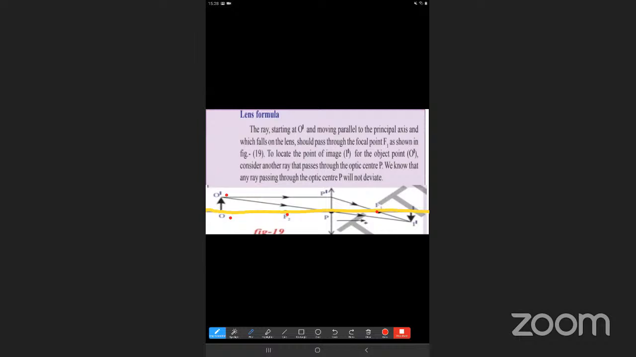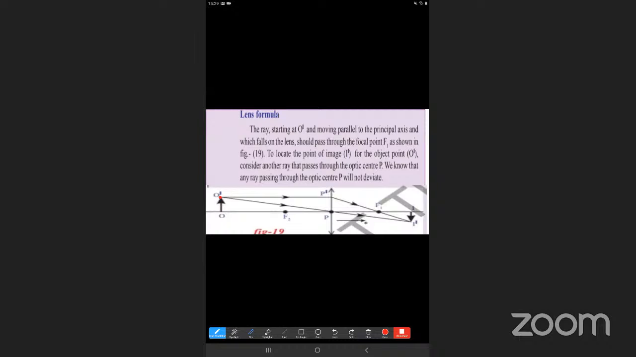Here the ray starting at O dash and moving parallel to the principal axis falls on the lens. Which lens are we using here? We are using a convex lens. You can see this is a convex lens. The ray starts at O dash, the head of the object. O is the bottom of the object. So completely O and O dash is the object.